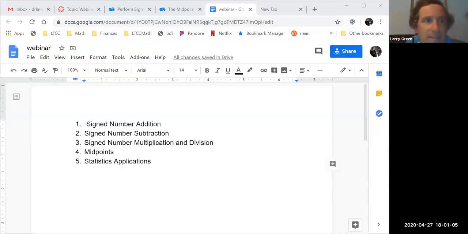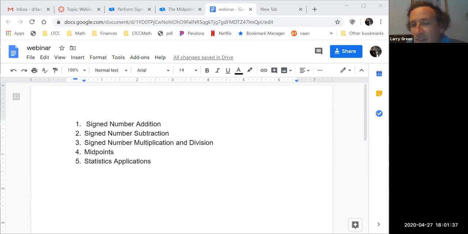Let me share screen so I can get to my agenda. Okay, the plan is we'll start out by looking at signed numbers. It may feel like negative numbers aren't very important, but it turns out they do come up in a lot of different situations. So we're going to look at arithmetic with signed numbers. We'll start with addition. Then we'll look at subtraction. We'll look at multiplication and division, and just get that straight, a little review.